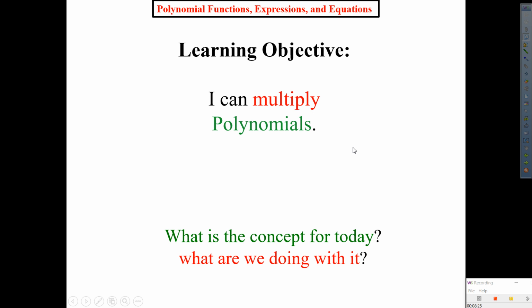So with that said, get a Cornell note ready. I can multiply polynomials. Once again, like I said, for the rest of your career in education, if you are taking mathematics, pretty much you're going to be looking at polynomials.